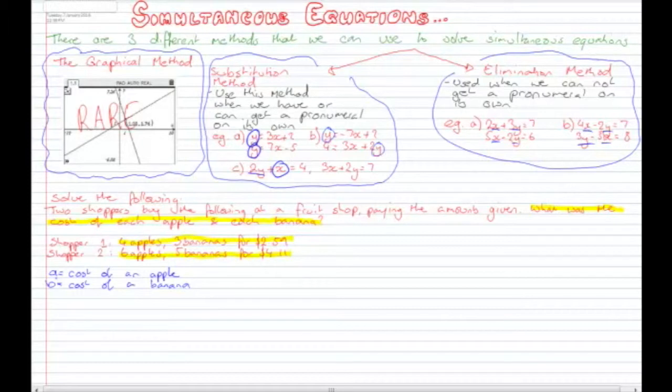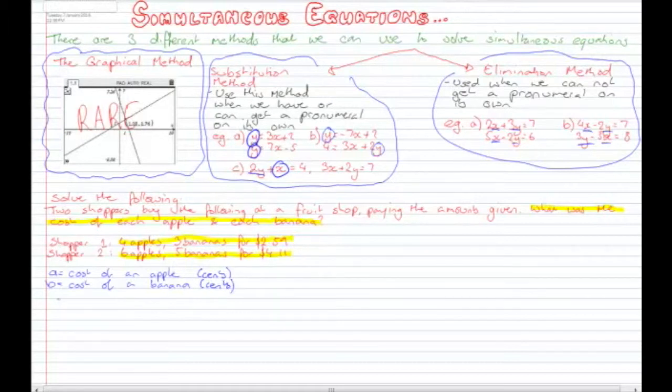Now we're going to use the information that they've given us here for shopper 1 and shopper 2 to write out a simultaneous equation. And what we're going to do to make life easier is talk about all of this in terms of cents, because when you've got decimal places it just makes it a little bit harder to work with. So we're going to find the cost of an apple in cents and the cost of a banana in cents.